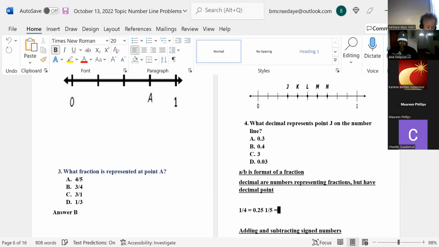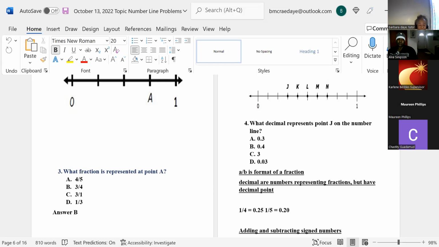1/5 equals 0.20. And 0.20, if this was money, that's 20 cents, right? So five 20 cents are in a dollar. 5 times 2 is 10. That means 10 dimes, right?